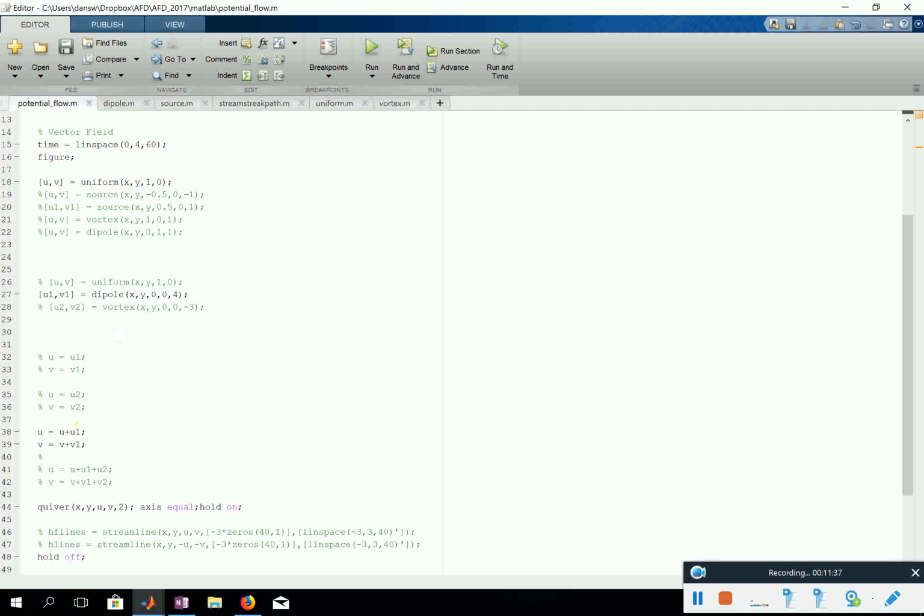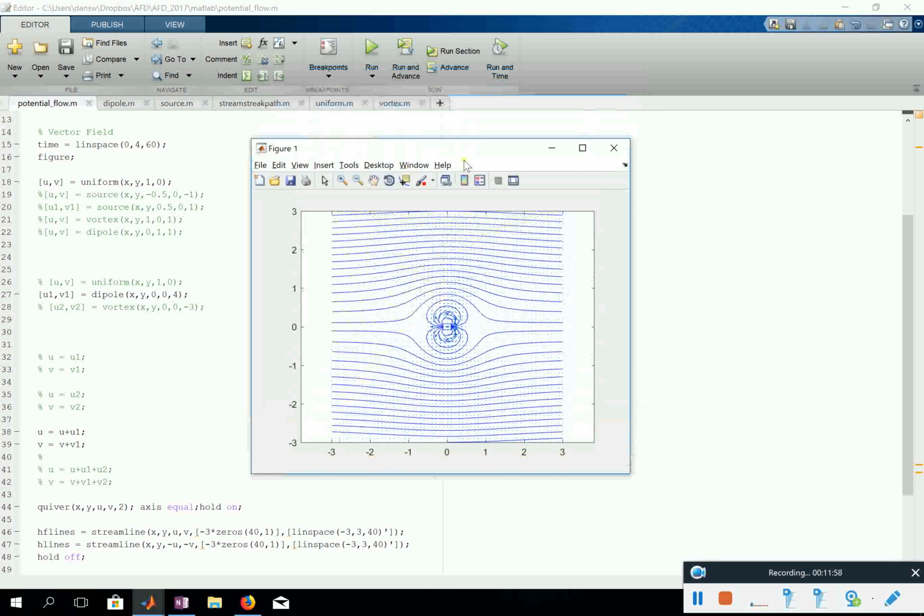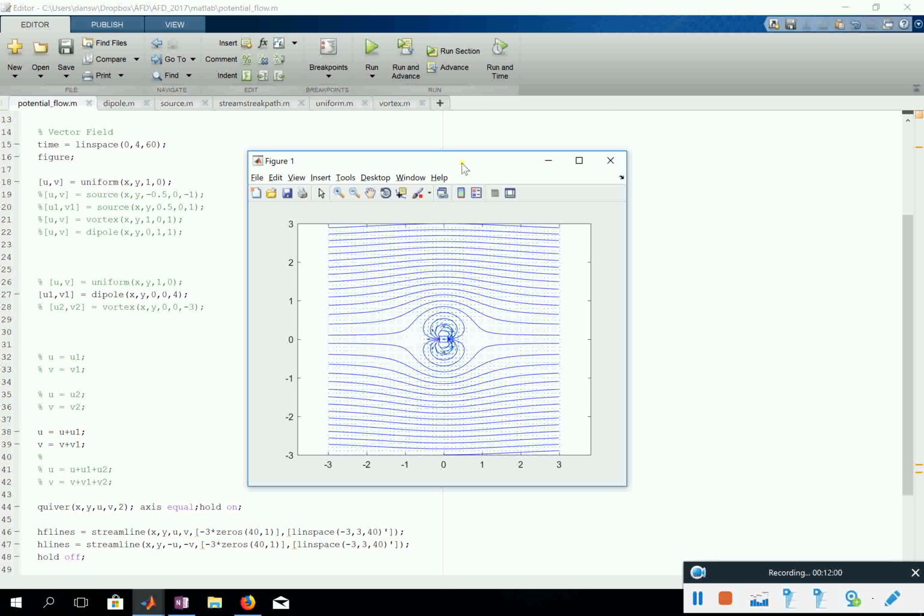So I think it will be easier if I plot streamlines. So you can also plot the streamlines. And if you plot the streamlines, then you see, here I just put a dipole. So I have a uniform flow and a dipole. Those are the streamlines. It's not optimal, but you see here your dipole.